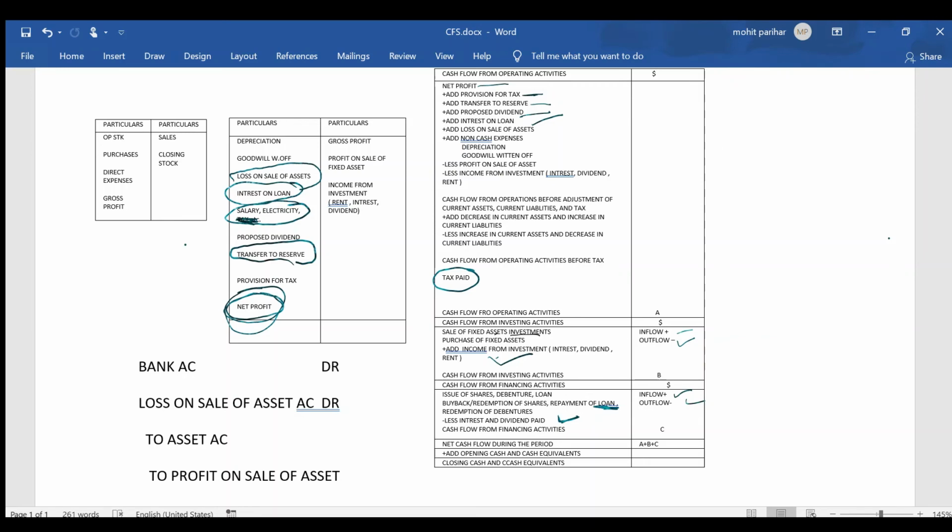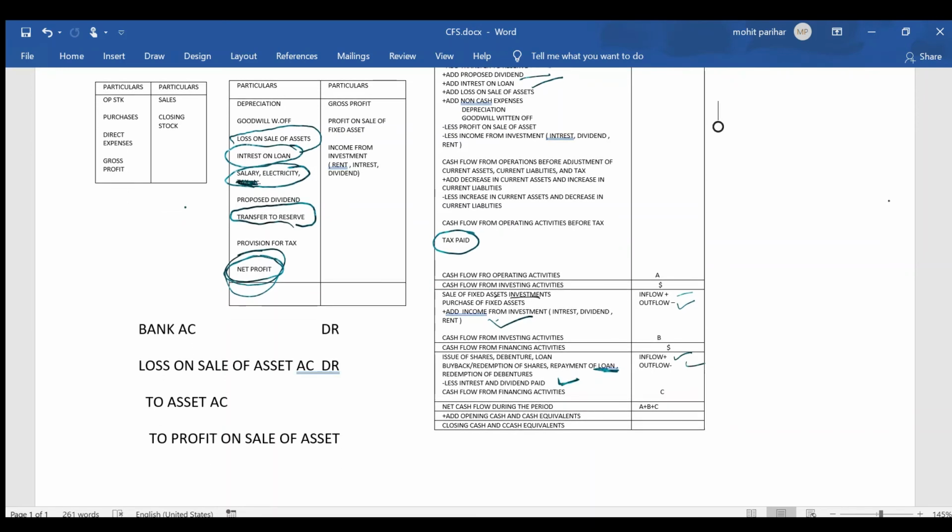Now, loss on sale of asset is not a cash item. Let me explain why. Whenever we sell an asset, we make the entry: bank account debit, loss on sale of asset account debit if there is any loss, to asset account, to profit on sale of asset account if there is any profit. In the cash flow statement, we are only concerned with the bank part, because this is the only part which represents an inflow of cash.